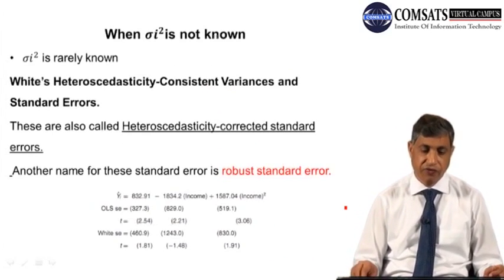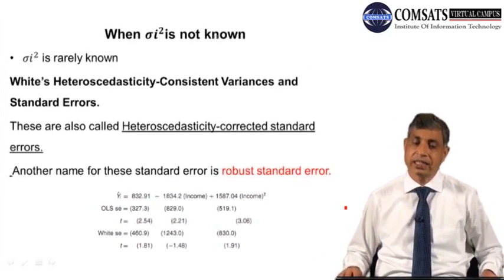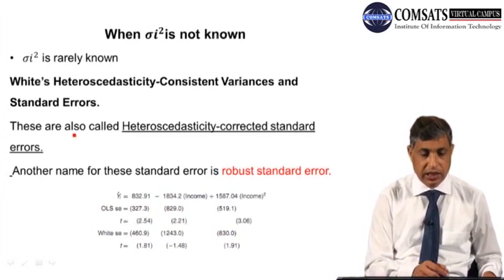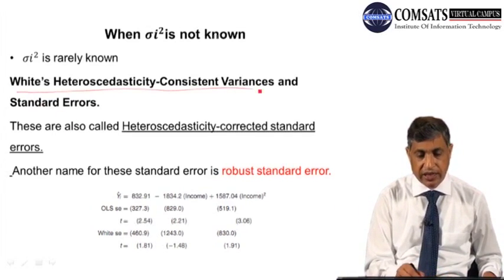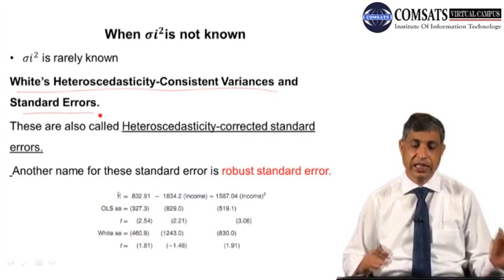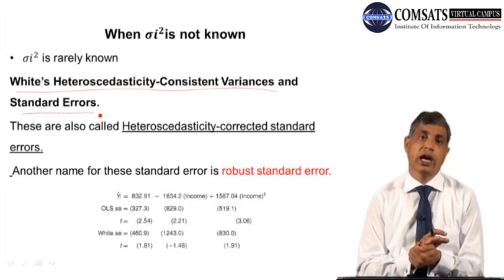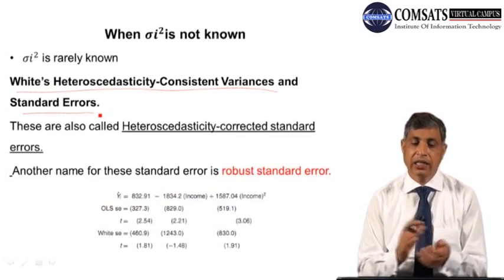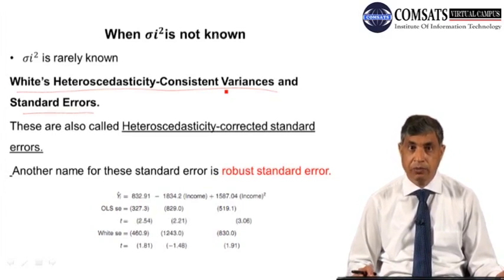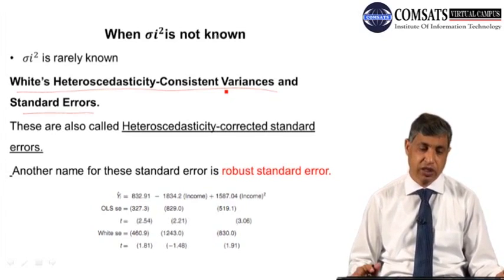And the other is when sigma i square is not known. Most of the time it is unknown and it is rarely known. White heteroscedasticity consistent variance and standard errors. So I have given a mechanism in which it corrects the parameters with respect to the heteroscedasticity. These are called the heteroscedasticity consistent variance. So it means Mr. White is helping us a lot in detecting and removing the heteroscedasticity.